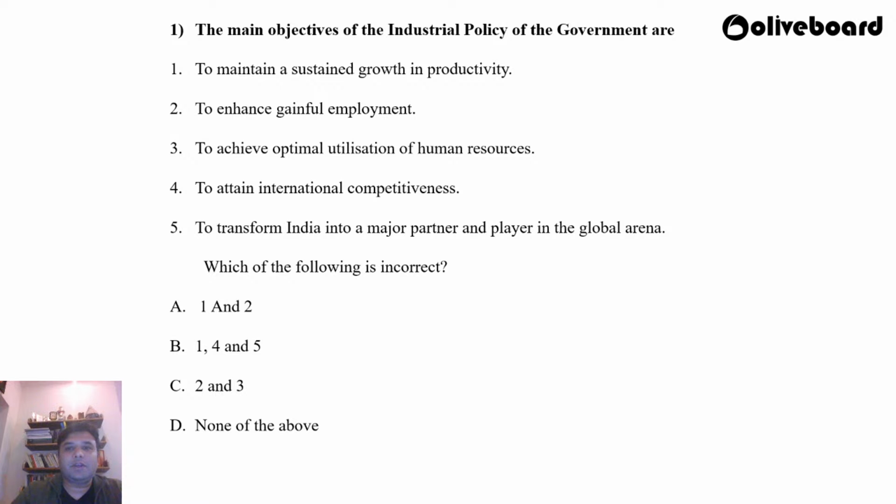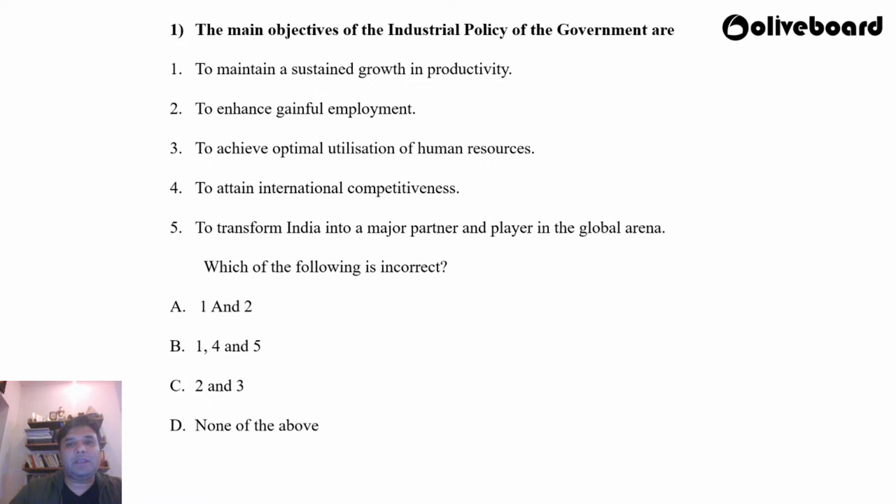The main objectives of the industrial policy of the government are to maintain a sustained growth in productivity, to enhance gainful employment, to achieve optimal utilization of human resources, to attain international competitiveness, to transform India into a major partner and a player in the global arena. Which of the following is incorrect? A 1 and 2, B 1, 4 and 5, C 2 and 3, and D none of the above.